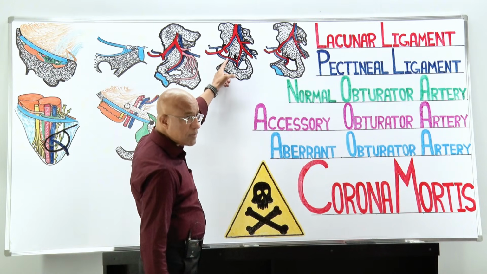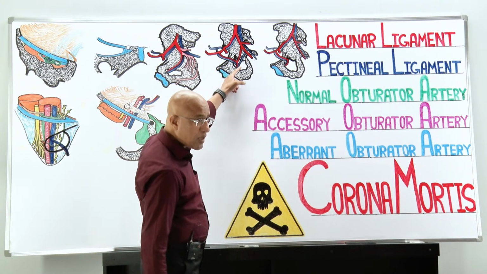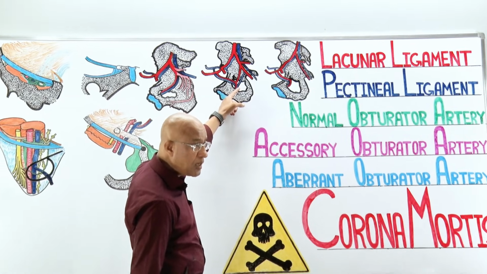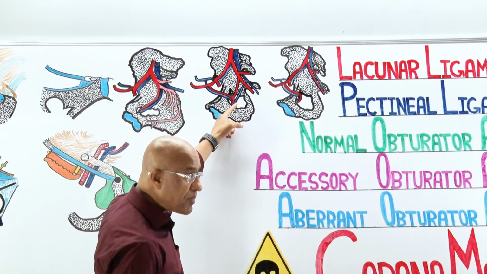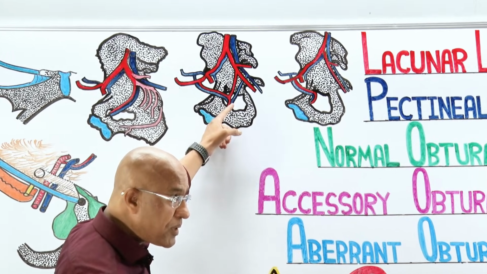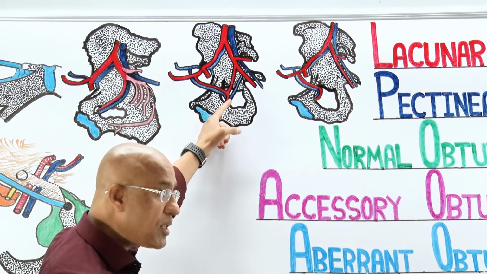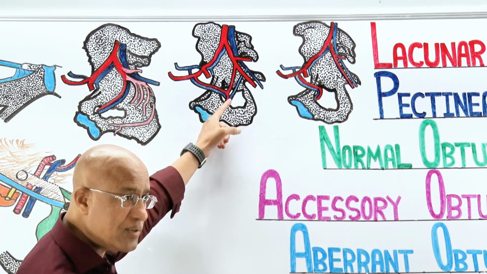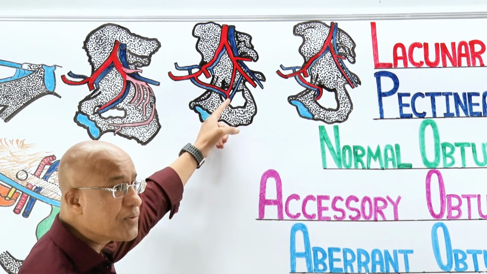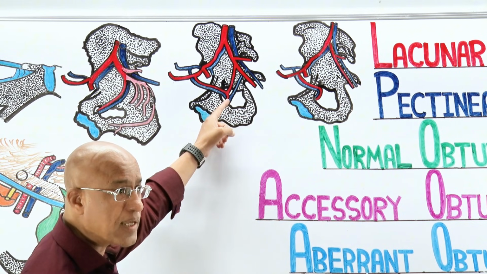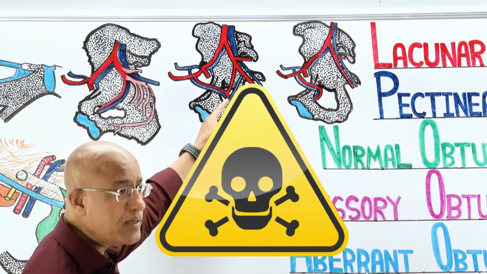In the retropubic area, the vessels will retract into the pelvis, and the bleeding will be retroperitoneal hemorrhage, retroperitoneal bleeding within the pelvis, and it is very difficult then to catch the ends of these vessels, and then it becomes a matter of life and death.